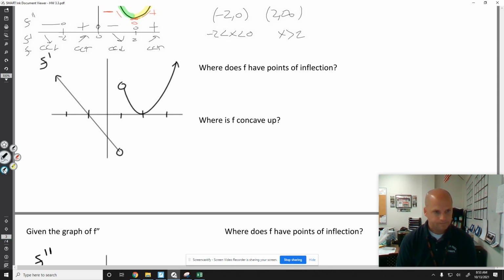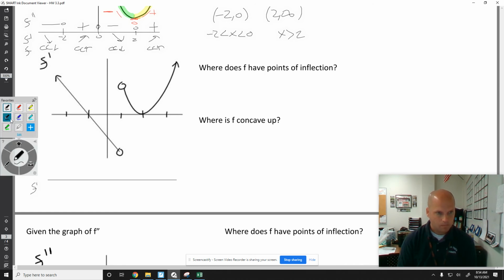Okay, what's going on here? Let's look. Don't focus on this point. Let's just do what we've just been doing. F prime going down, going down, going up. Slopes: negative slopes, negative slopes, negative slopes, negative slopes, negative slopes, negative slopes, positive slopes, positive slopes. Okay?